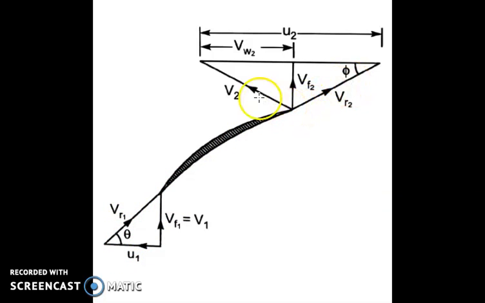Now, this V2 represents the absolute velocity of the water at the outlet. VF2 represents the velocity of flow at outlet. VW2 represents the velocity of whirl at outlet. U2 represents the tangential velocity of the impeller at outlet. The VR2 represents the relative velocity at the outlet, and this phi represents the vane angle at outlet.